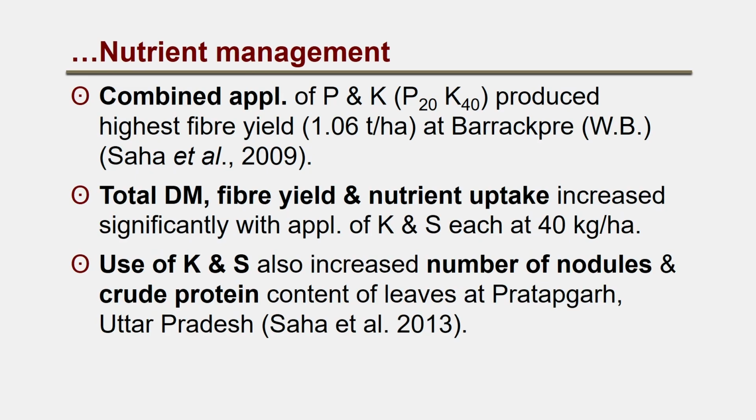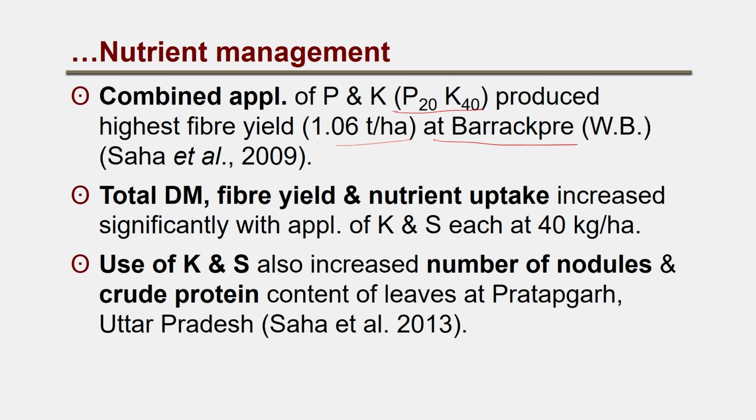Combined application of phosphorus and potassium, P at the rate of 20 kg per hectare and K 40 kg per hectare, produces the highest fiber yield of 1.06 ton per hectare at Barakpur, as reported by Saha and co-workers, 2009.